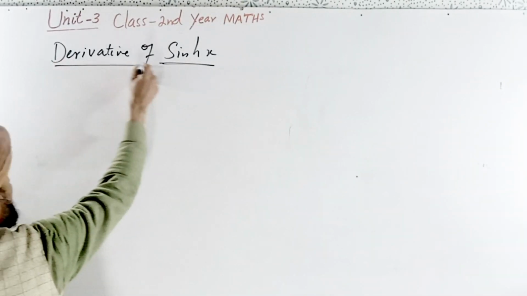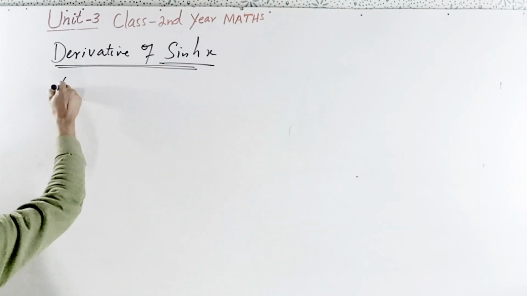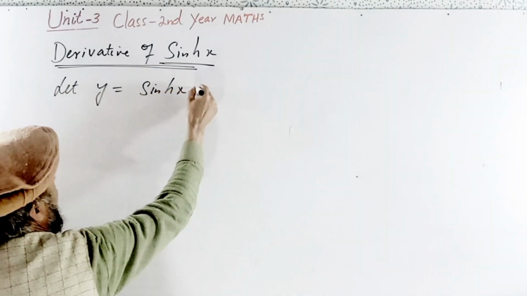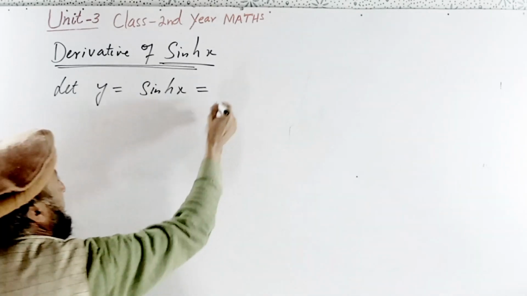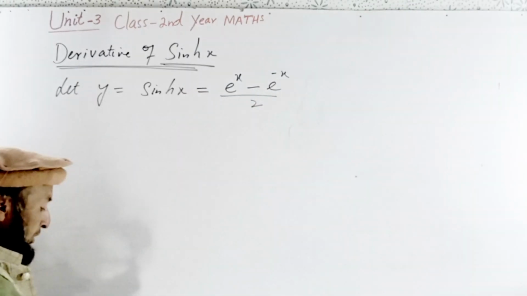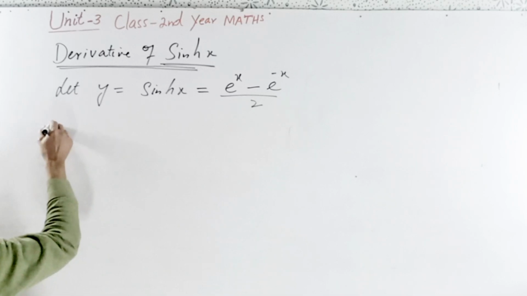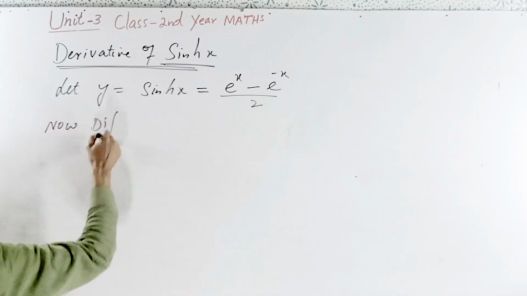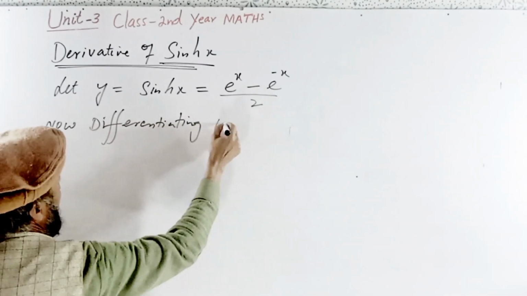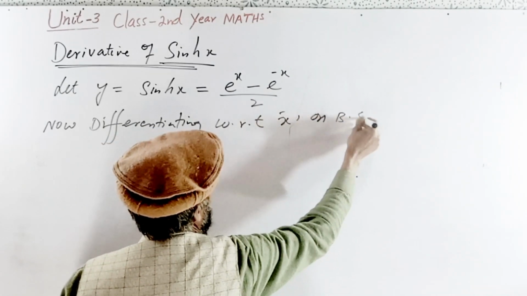Let y equal sine hyperbolic x. As we know, the value of sine hyperbolic x is e power x minus e power minus x divided by 2. Now we find the derivative of this function, differentiating with respect to x on both sides of this equation.